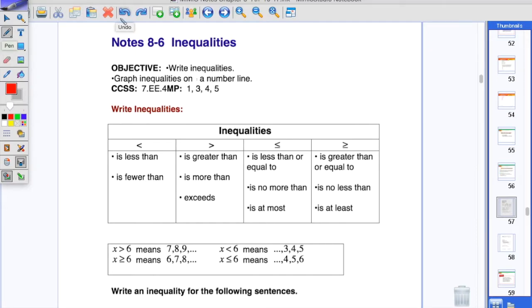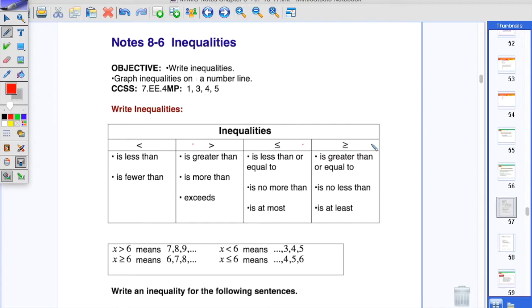So in the box here I have your 4 different inequalities. The first one is "is less than," or you might see it as "fewer than." In the next box we have your greater than symbol, or you might see it as "is more than" or "exceeds." Then we have our less than or equal to, "is no more than," and "is at most." Then we have our "is greater than or equal to," "is no less than," and "is at least."